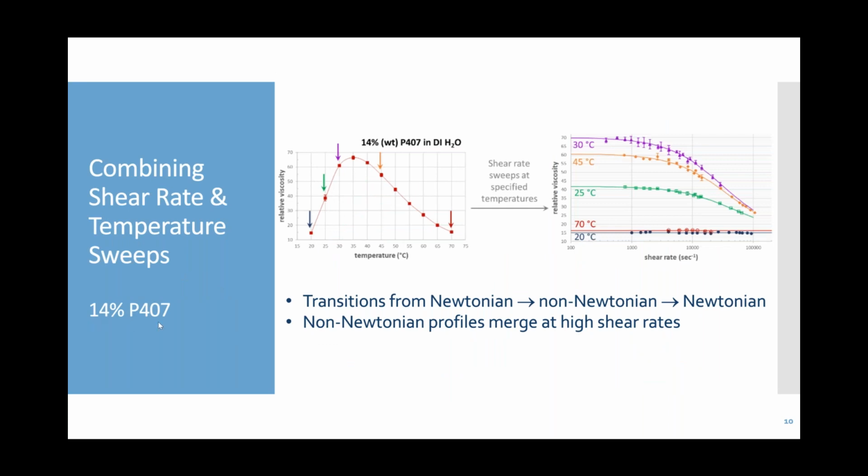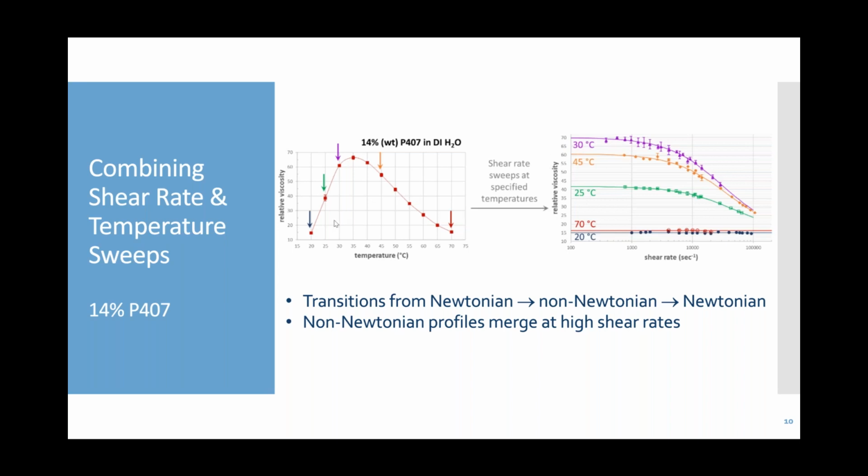Okay, so let's start with the 14% Poloxamer. And again, we're going to combine the shear rate and temperature sweeps. This is an easy thing to do on the Discovery. We can program all of this to run on the single sample volume that we loaded. So we're going to look at distinct temperatures on our temperature profile, and we're going to conduct as broad a range of shear rates as we can at each of these temperatures. That's what we have on the plot on the right.